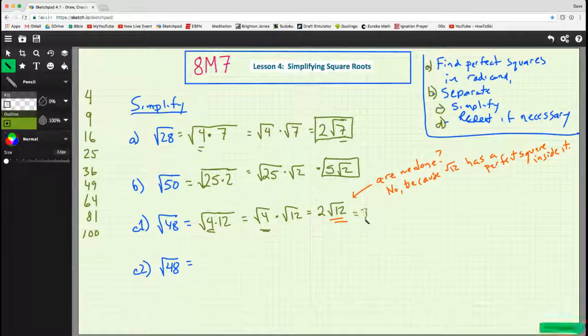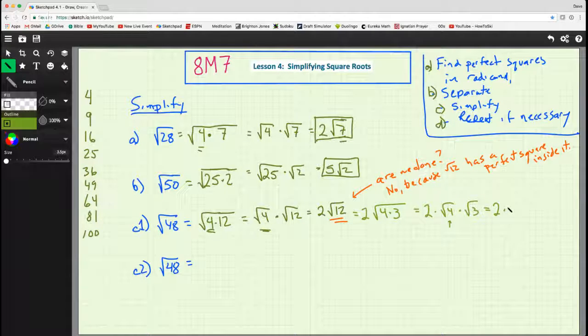So we have 2, there's our 2, times the square root of 12. 12, what's hidden inside there? Another 4. So 4 times 3. There's our 12. There's our hidden perfect square. And so that's equal to 2 times the square root of 4. We're going to separate out using our rule, our 4 and our 3. And then this is a 2. So that's 2 times 2 times the square root of 3. And that's equal to 4 times the square root of 3. And now we're done.